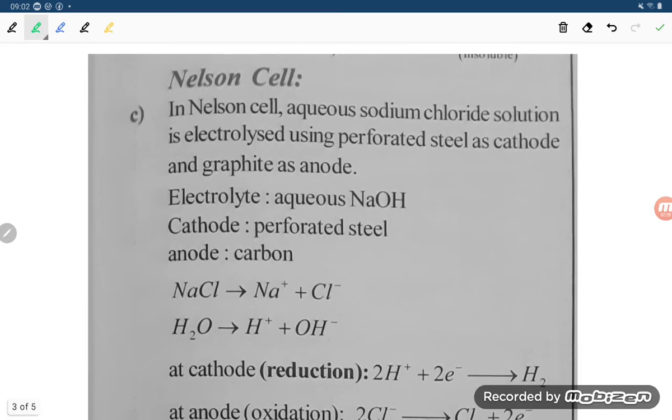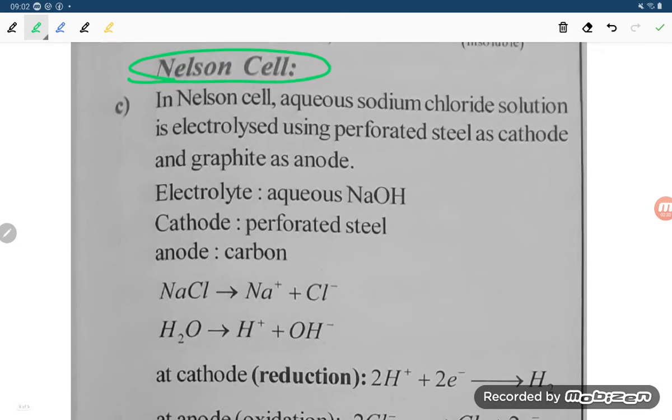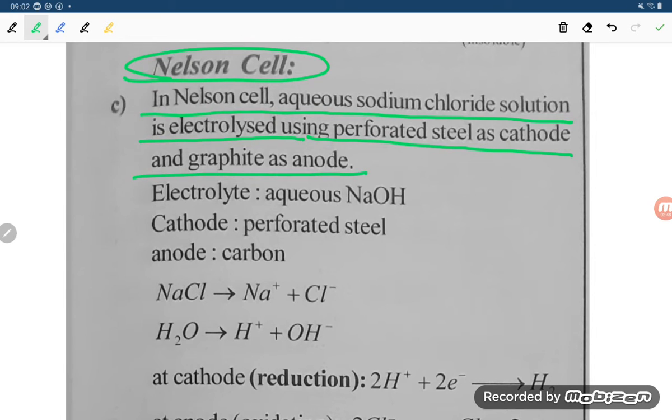Next is the Nelson cell process. Here also we prepare sodium hydroxide in the Nelson cell. In the Nelson cell, aqueous sodium chloride solution is electrolyzed using perforated steel as cathode and graphite as anode. Keep in mind, graphite is used as the anode and steel is used as the cathode.